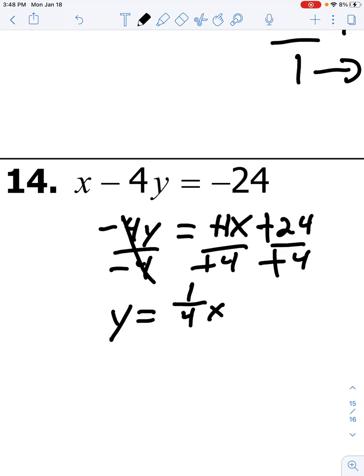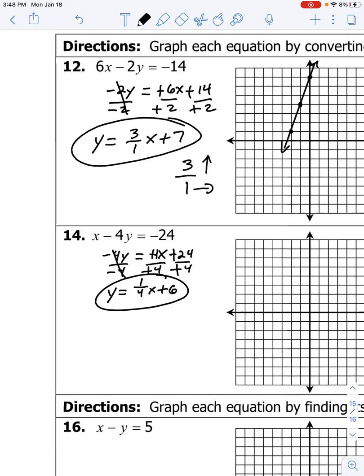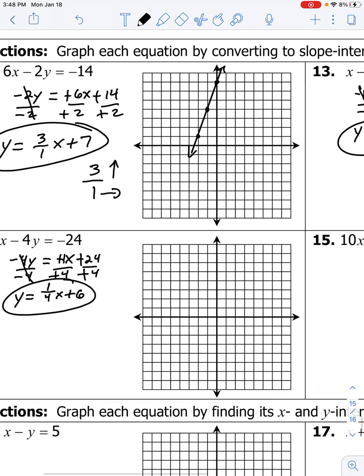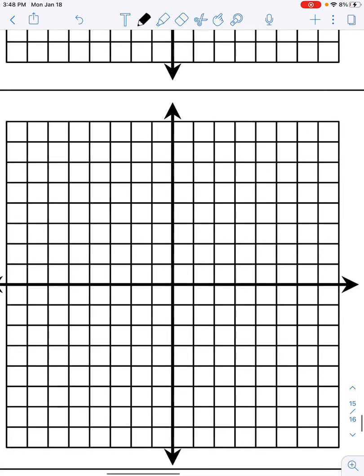And then you get the same thing. Negative over negative is a positive, so plus 6. All right? So we're going to plot this at positive 6 with a 1 over 4 slope. So 1, 2, 3, 4, 5, 6. We're going to go up 1, right 4. And then one more time. Up 1, right 4. Puts us right at the end of the graph, like so.